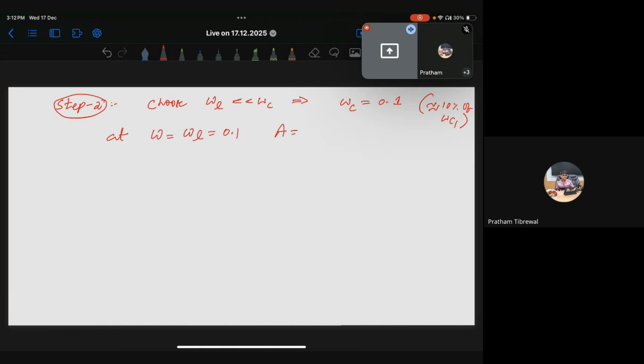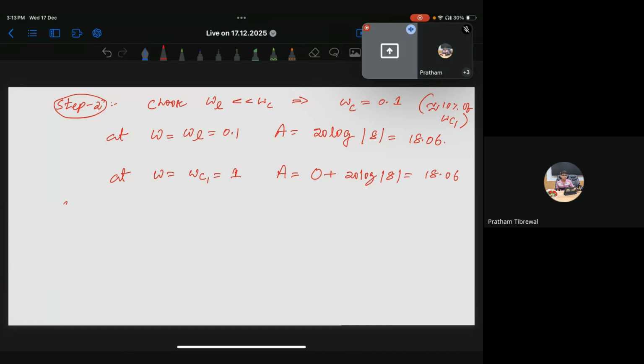we find A, that is 20 log mod 8, which is 18.06. Next, at omega equal to omega c1, which is nothing but 1, the A is going to be 0 plus 20 log 8, so that is also the same value.